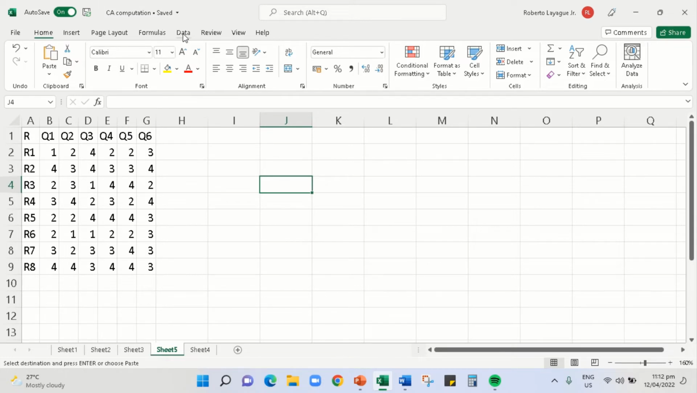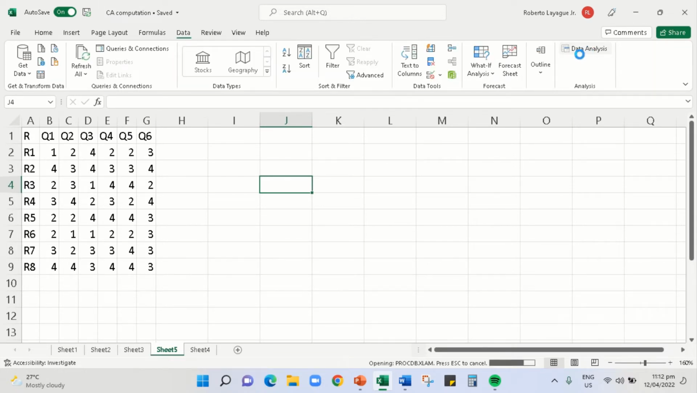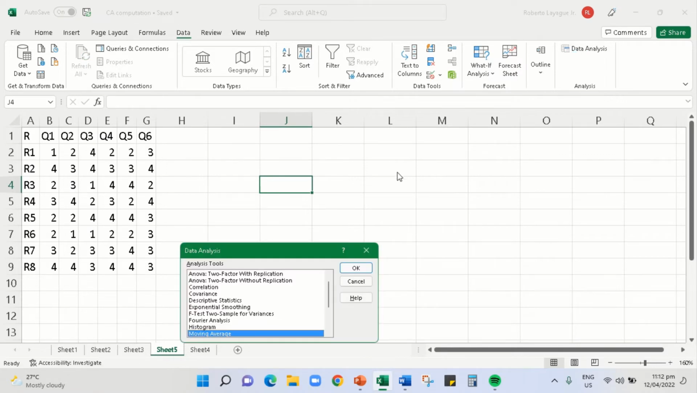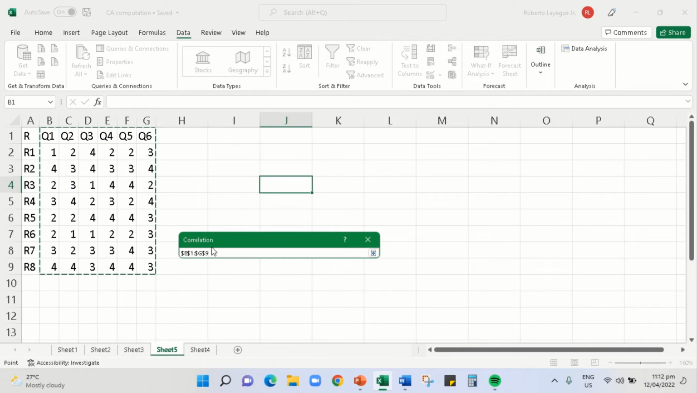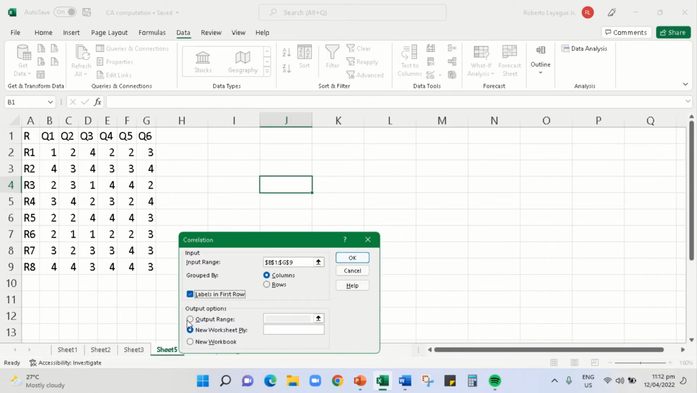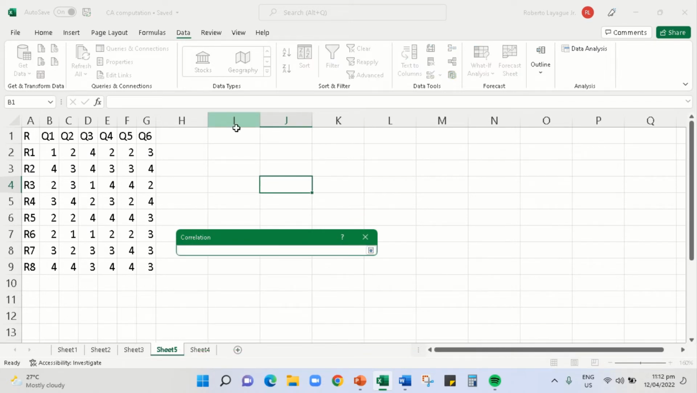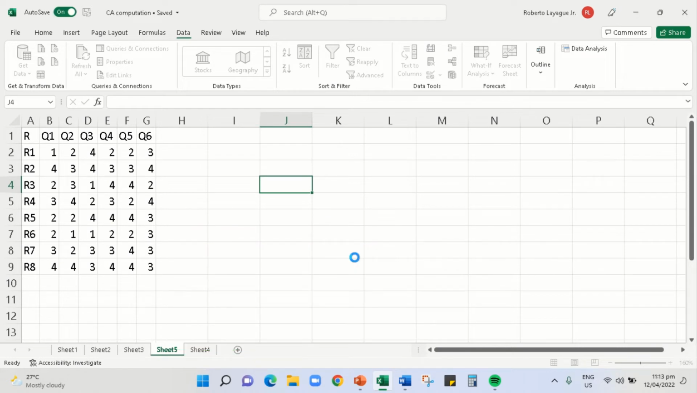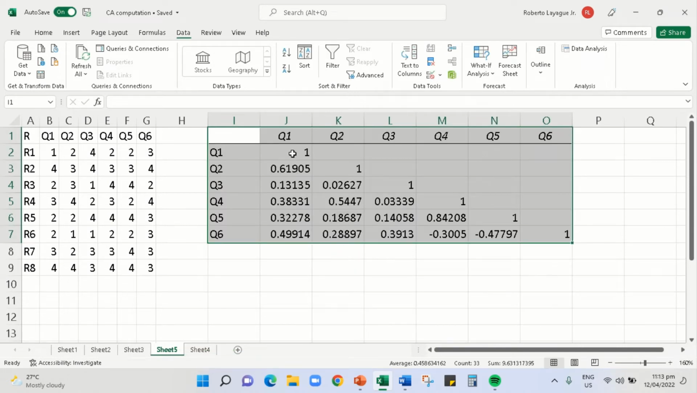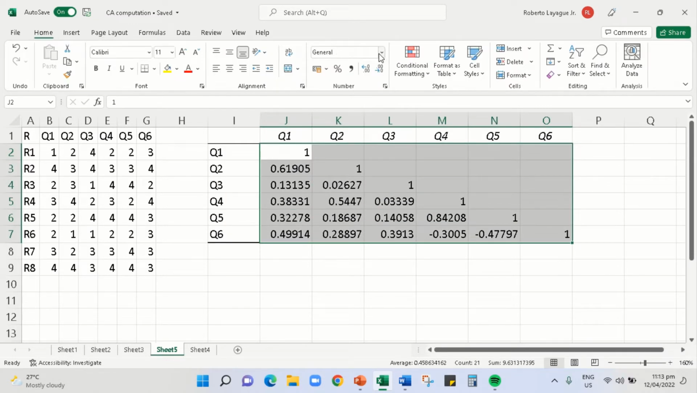So getting now data analysis. If you don't have this part, you can activate this one. I have a video on how to activate data analysis in Excel, so you can search that on my channel. So correlation, click that. Selecting from question 1 to question 6, and then all the data, make sure to put the labels on. And then I'm going to put now the answers here. So you have now the correlation. However, I want to make this one in 2 decimal places, so that's much clearer and concise.